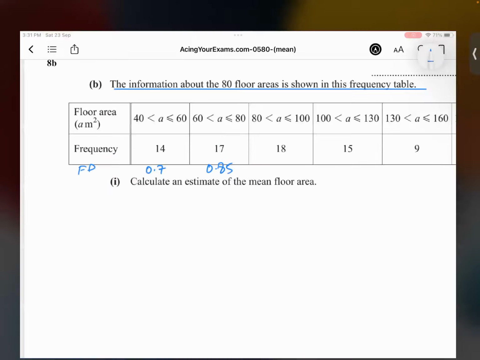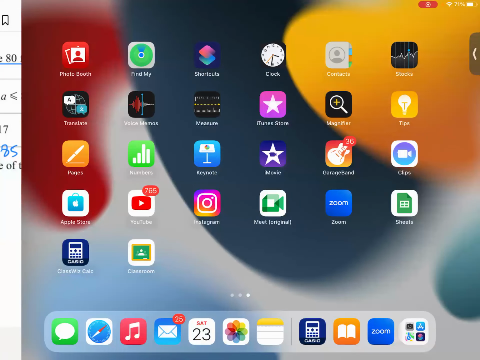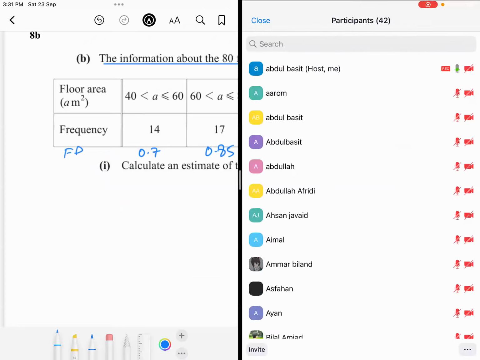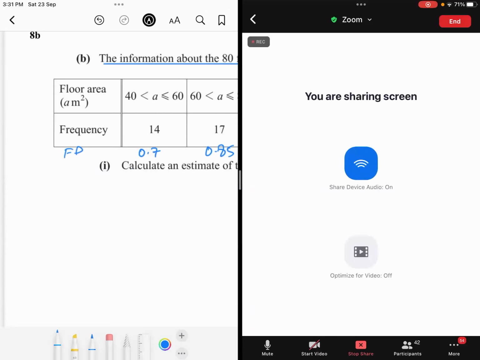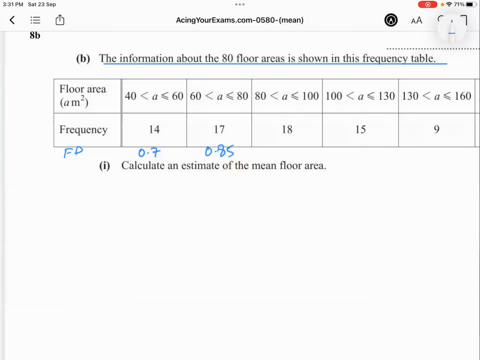Beta, whose mic is on? Please turn off the mic. It is really disturbing me. Please don't turn on your mic. Just listen to me very carefully. Already I'm talking very slowly.